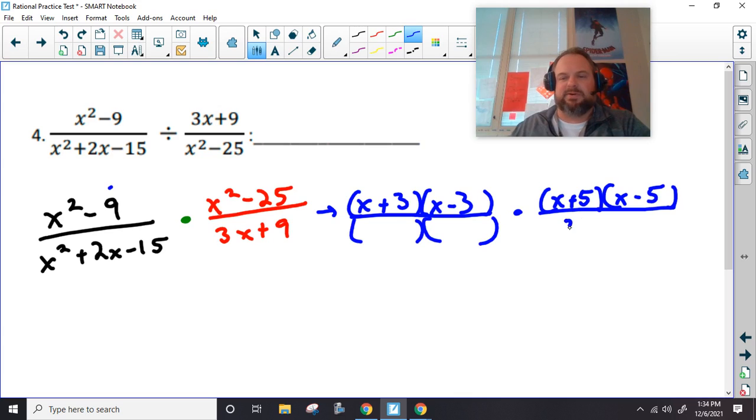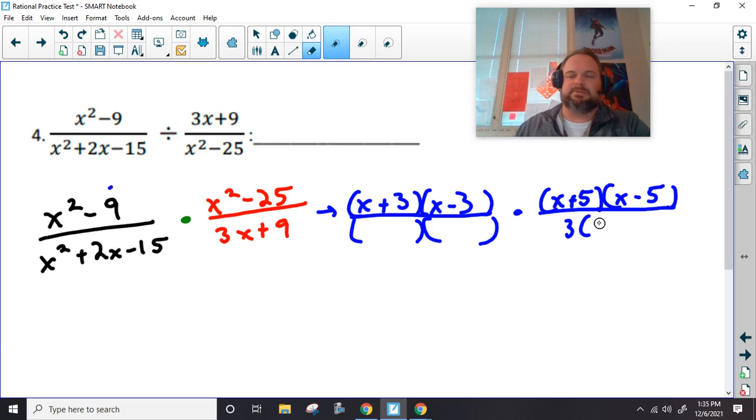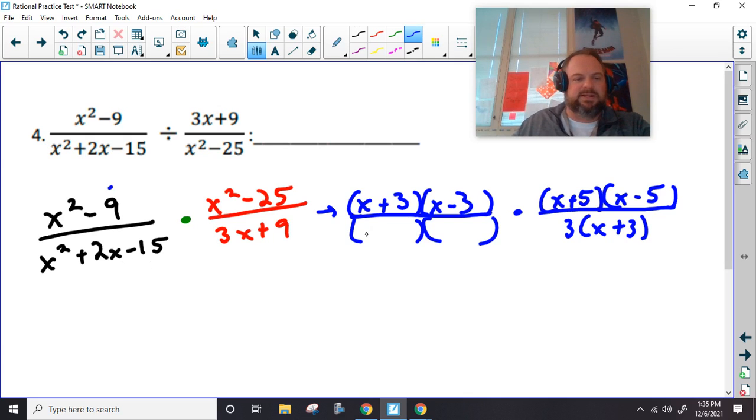This is a GCF problem. I can take a 3 out of here. Well, no, I just totally screwed that up. So this is x plus 3. I was getting ahead of myself. And the factors of negative 15 that combine to give you positive 2 are x minus 3 and x plus 5. So we get to have this all done, and we get to start canceling out.